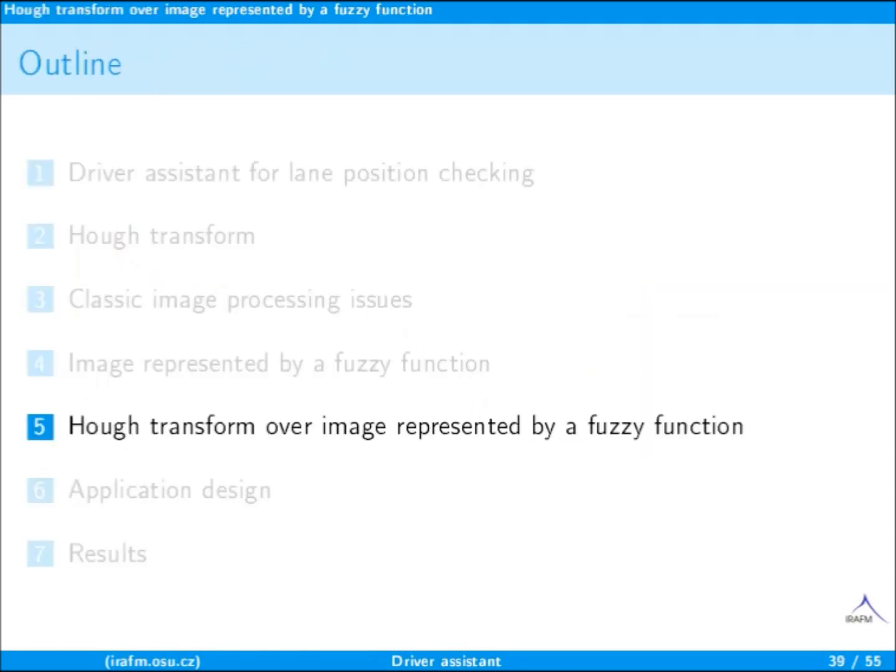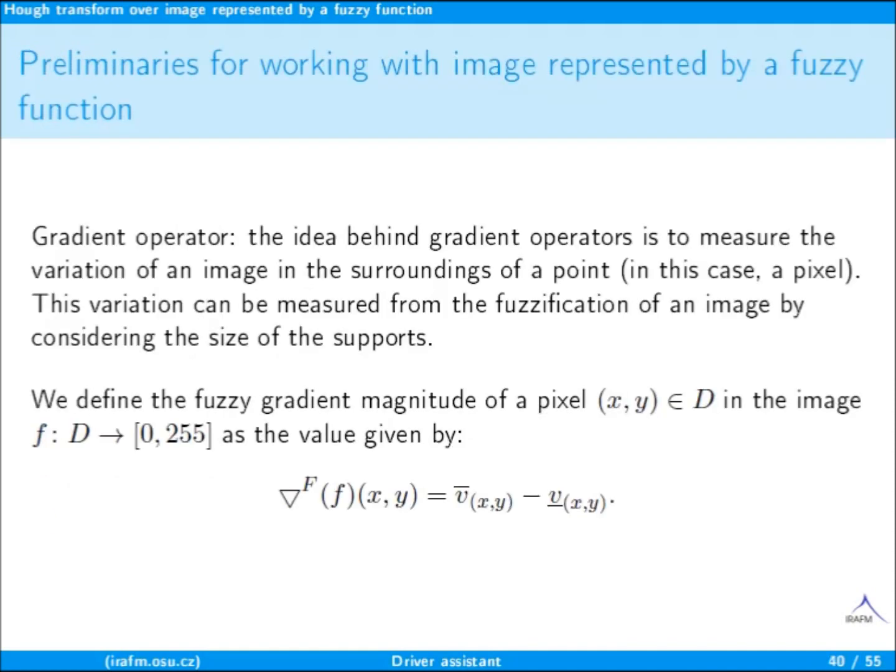Now, we'll try to modify the Hough transform to work with the proposed structure. Before modifying the Hough transform, we define the last missing part needed to work with an image represented by a fuzzy function. The last necessary part is the gradient operator. Because gradient magnitude can be taken as a variation inside the image function, we can define our gradient magnitude easily. The variation is in our case described as the size of the support, and therefore the gradient magnitude is computed as the support size, or as the difference between the right and left border of the membership function.